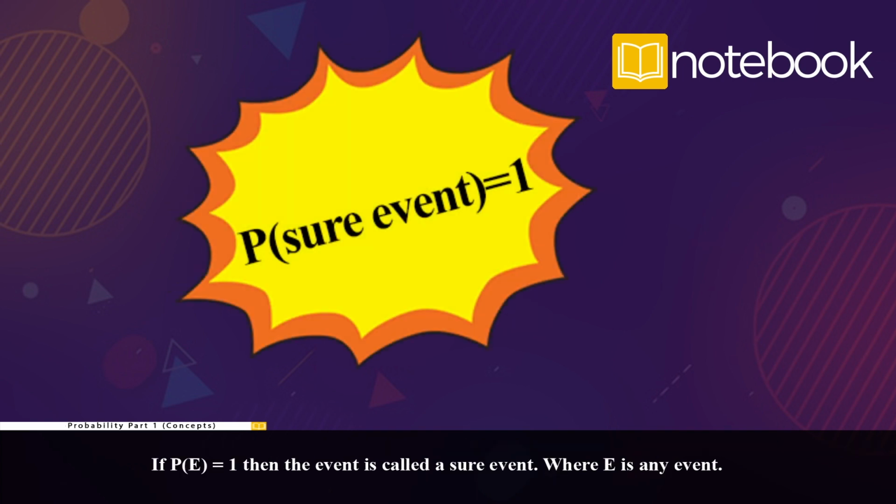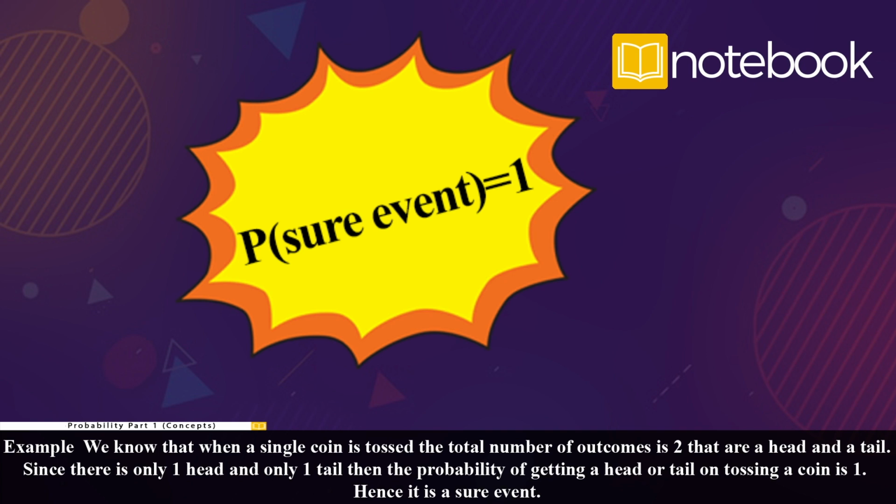If P(E) is equal to 1, then the event is called a sure event, where E is any event. Example, we know that when a single coin is tossed, the total number of outcomes is 2, that are a head and a tail. Since there is only one head and only one tail, then the probability of getting a head or tail on tossing a coin is 1. Hence, it is a sure event.